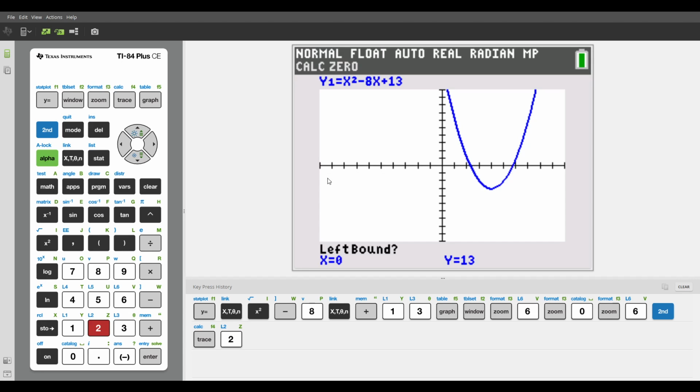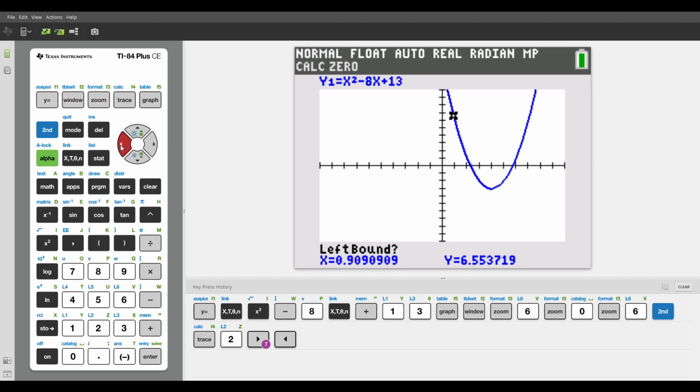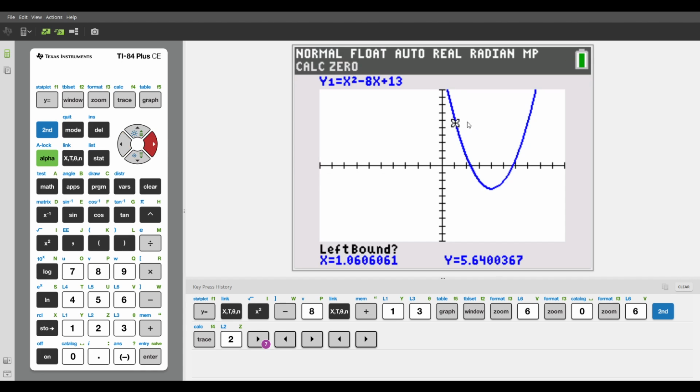So this brings us back to the graph, and notice on the bottom of our screen it's now asking us for a left bound. We can use the arrow keys, and if we start moving left or right, we'll notice a cursor on our screen moving along the graph. So what I want to do is take this cursor and go to where the x-intercept is approximately. Okay, we're not going to get it exact, but that's fine. The calculator is asking for the left bound.